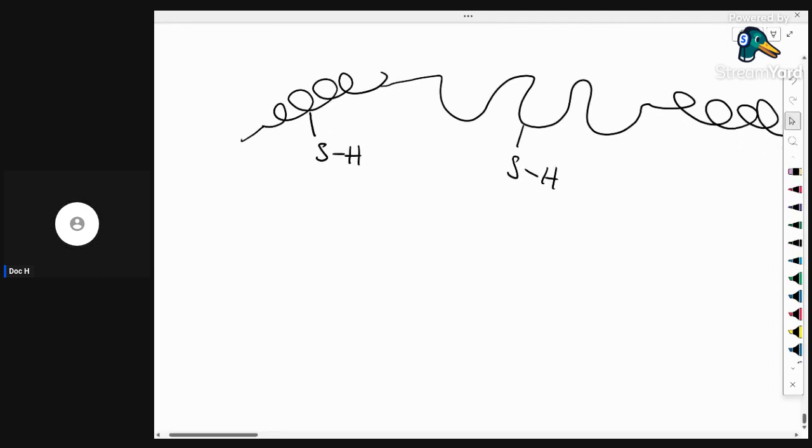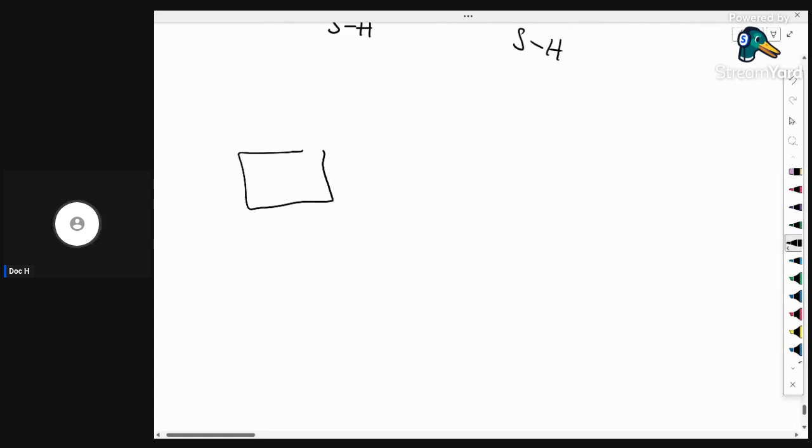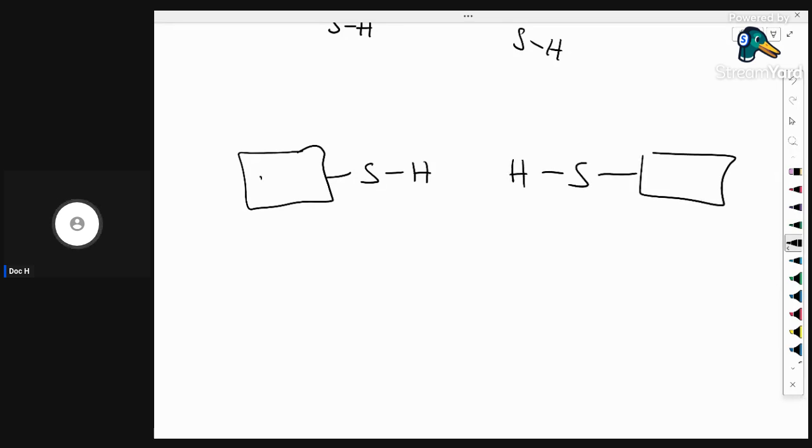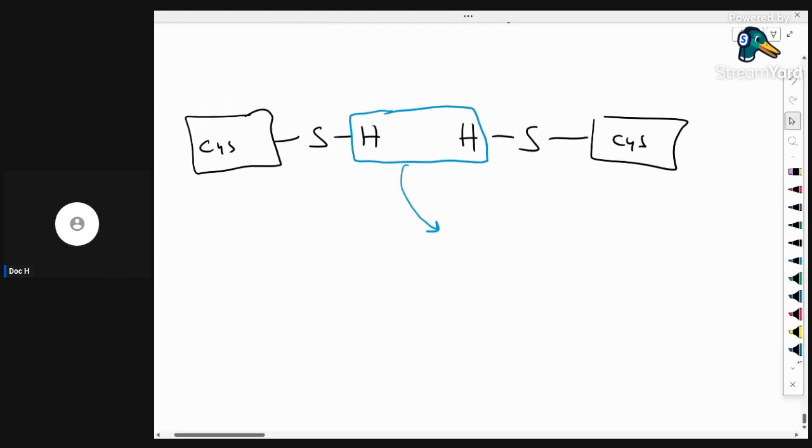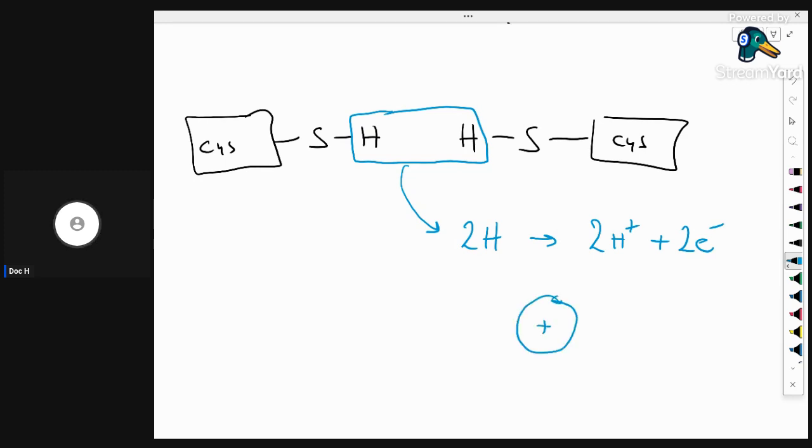Two cysteines. If I just box off cysteine and show you that the SH group is here, and I'll do it again here. If we've got two cysteine amino acids close together, we can react so that these two hydrogens get liberated. This produces two hydrogen atoms, which then get split into two protons and two electrons, right? Each hydrogen atom, don't forget, is made up of a proton and an electron. So two hydrogen atoms give us two of each, and they get split up like that.